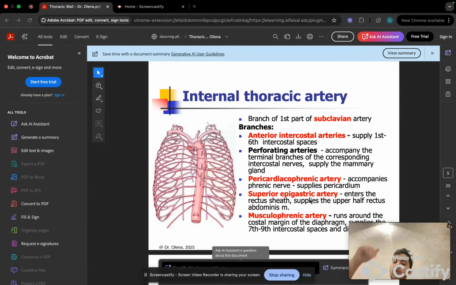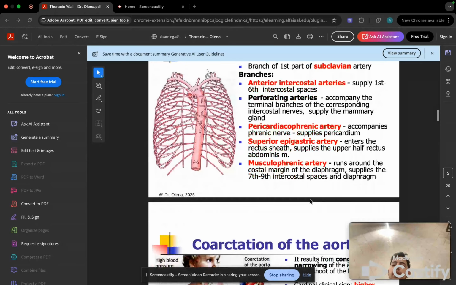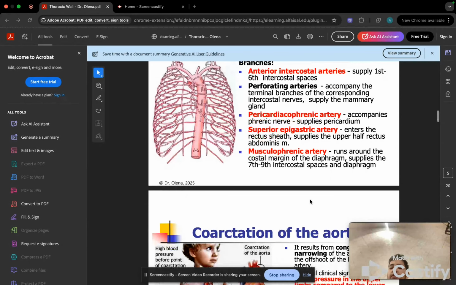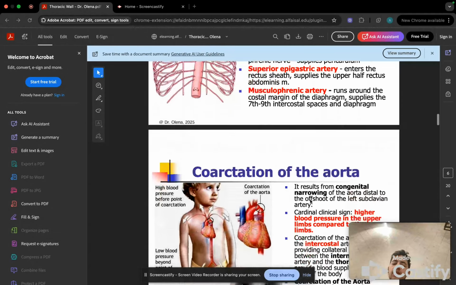And then you have the superior epigastric artery. It goes under the abdomen. It cuts off the diaphragm and enters, and it supplies the upper half of rectus abdominis, so the upper half of your abdomen. And then you have the musculophrenic that we said, the internal thoracic goes like this, and then the musculophrenic goes like this, which should supply the 7th to 9th anterior intercostal arteries.